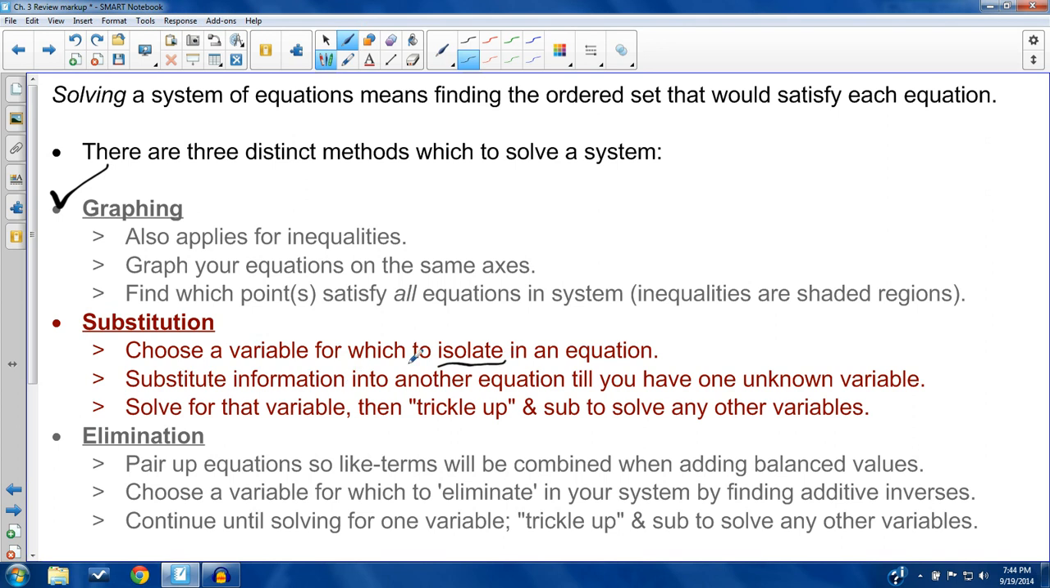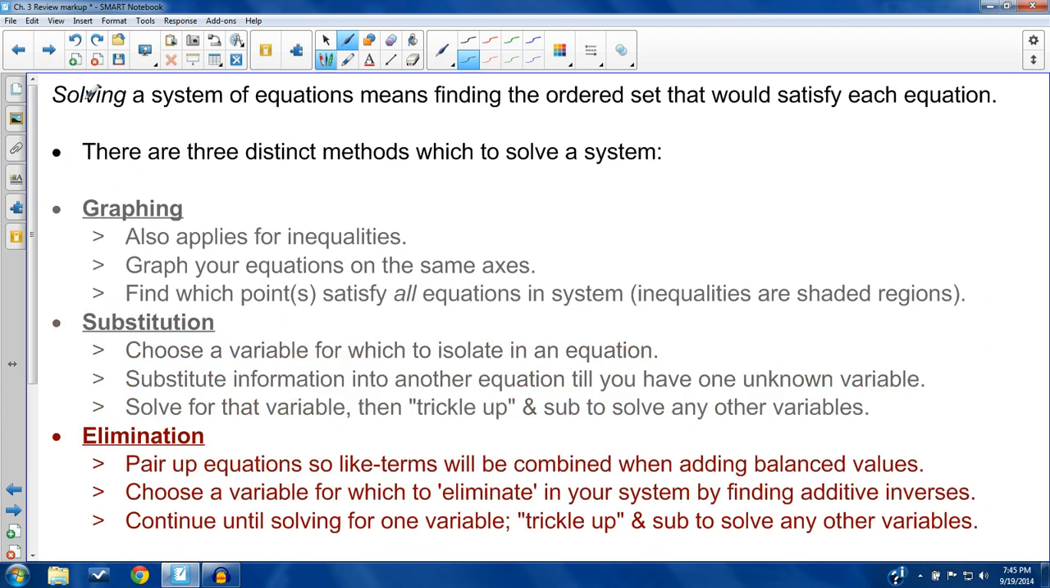So let's say you had x equals something y. You'll use that something y to plug in for x. You'll plug it into another equation till you have one unknown variable. What I mean by that is we start with 2 equations and 2 unknowns. You can't solve either equation by itself. So you're going to create an equation where there's only one unknown variable. You're going to solve for that variable and then trickle up. What that means is go up through your work and substitute in that value that you found for one of your variables to solve for your other variables, potentially.